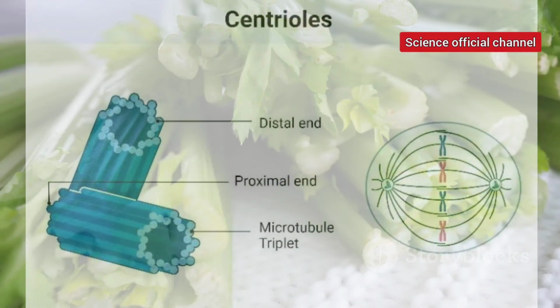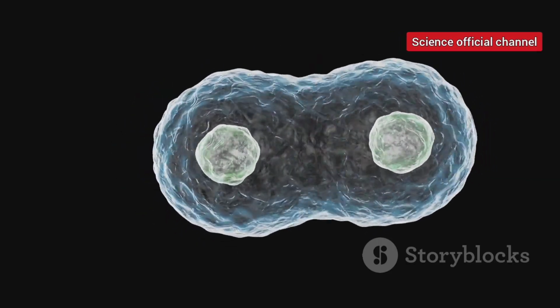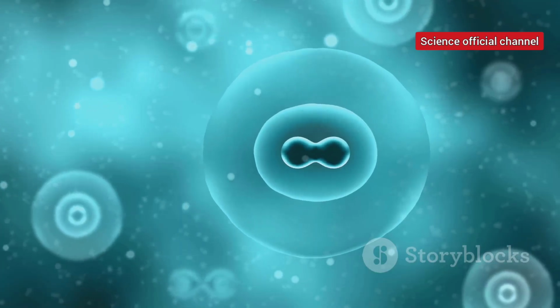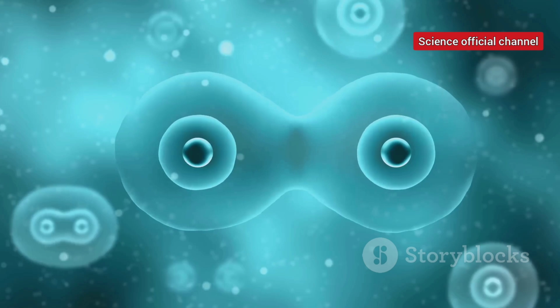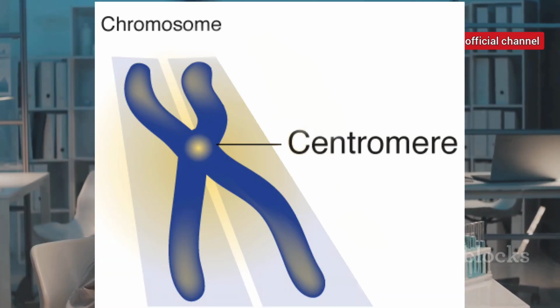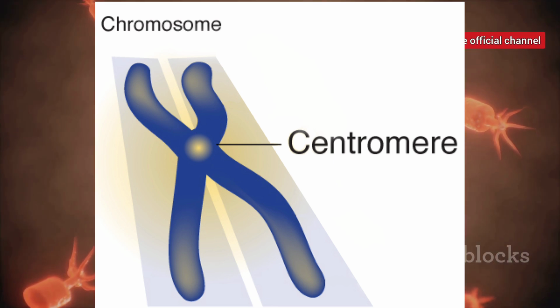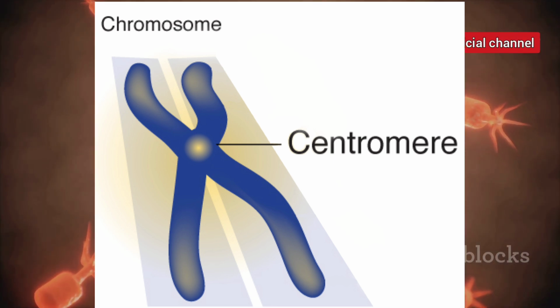Now, centrioles. These are tiny structures in animal cells that help organize the cell during cell division. Think of them as tiny traffic directors, making sure everything splits properly. The centromere is a region on a chromosome where two chromatids are joined together. During cell division, it's the spot that holds the partners together until it's time to pull them apart.